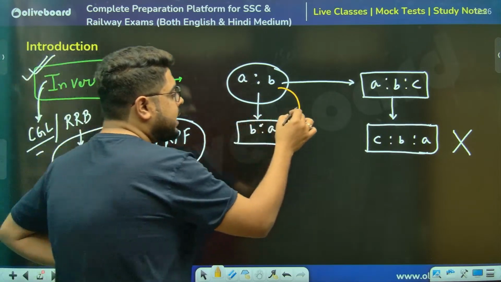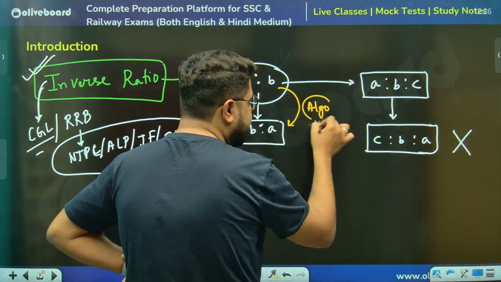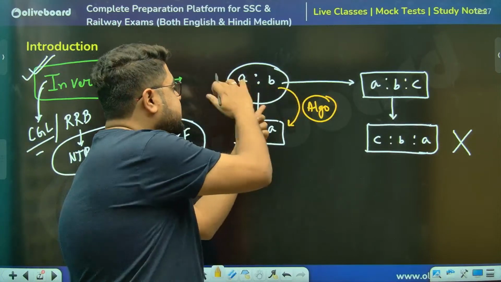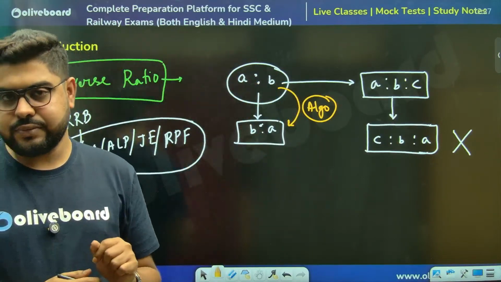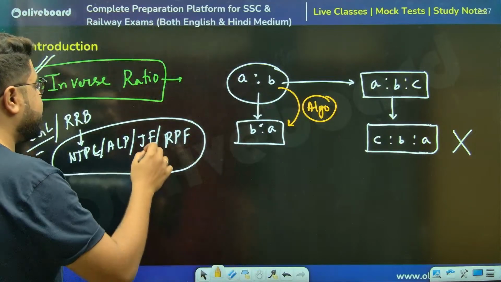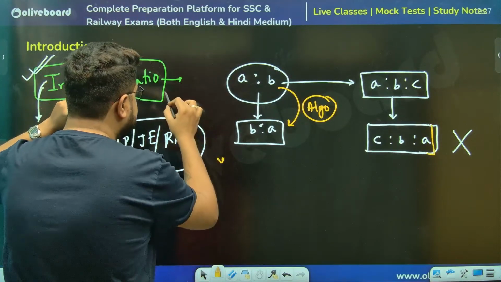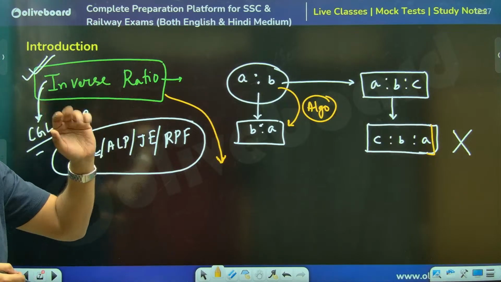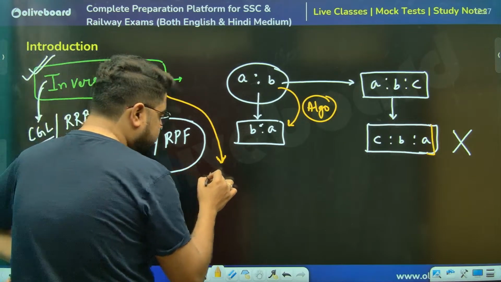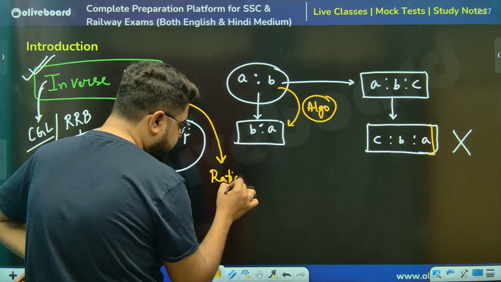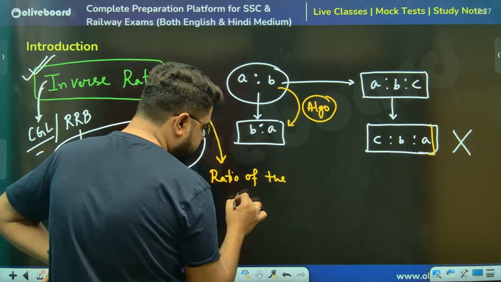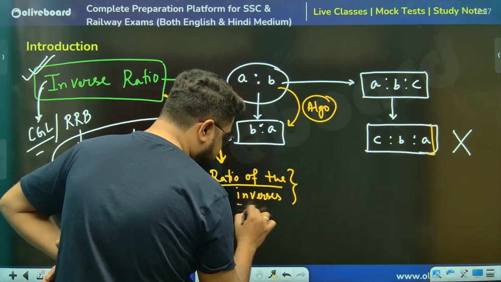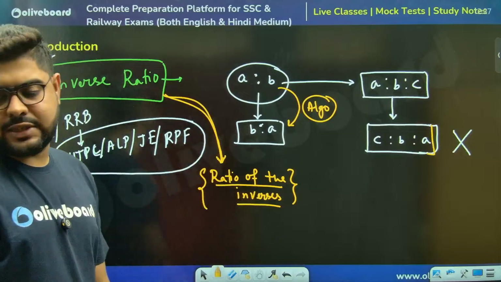But sir, there is some algorithm involved here. The algorithm is certainly not to just swap it or change it. That is not how it works. Inverse ratio, that is where the definition becomes important. So what is the definition? Inverse ratio means ratio of the inverses. Inverse ratio stands for ratio of the inverses.